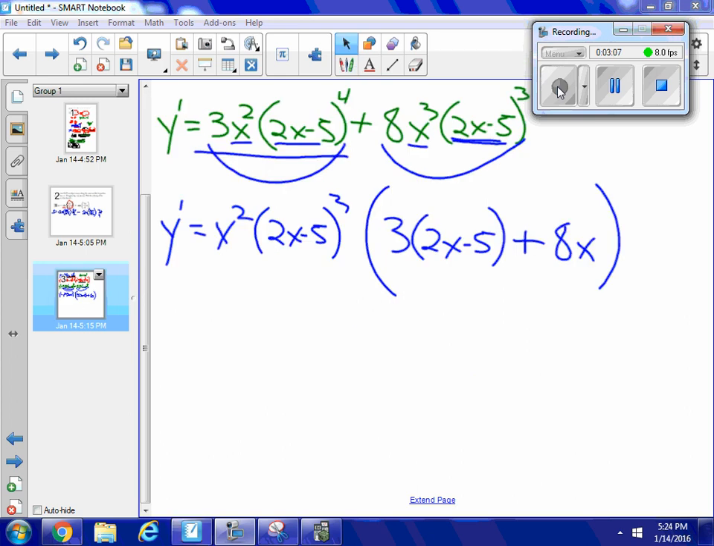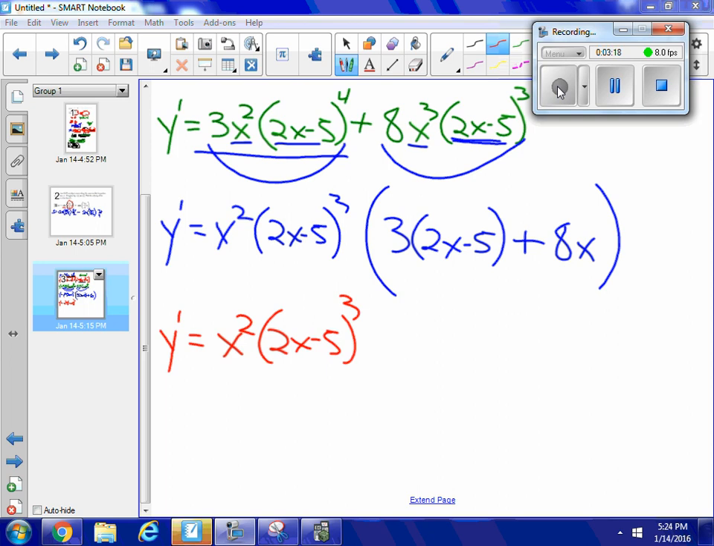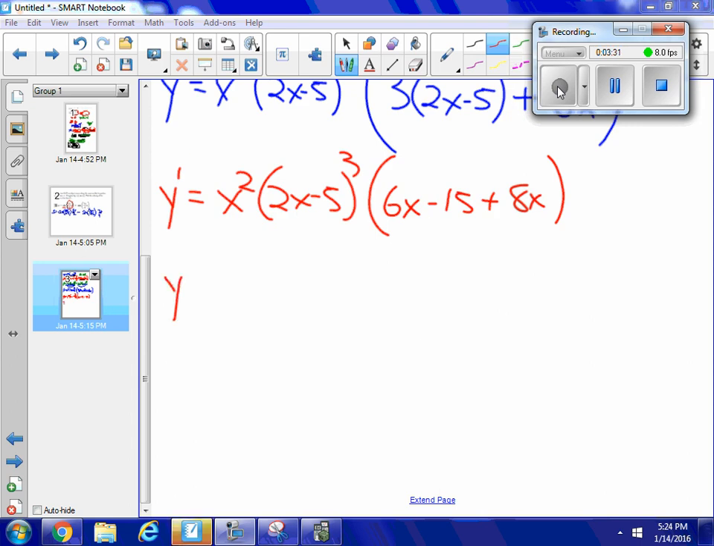So I can see a little bit of additional simplification. Y prime is equal to x squared times (2x minus 5) cubed times, well, 3 times 2x is 6x minus 15 plus 8x. Y prime is equal to x squared (2x minus 5) cubed (14x minus 15).